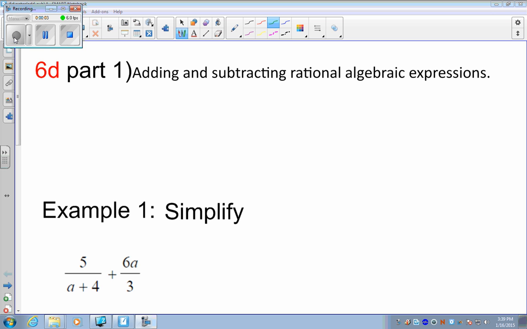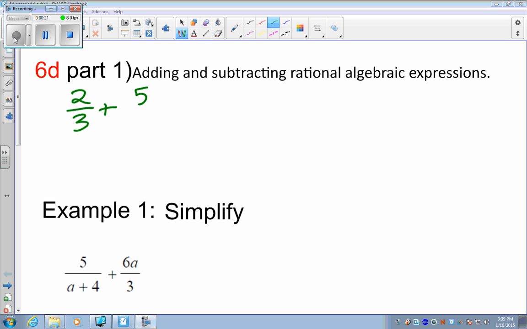Welcome to 6D, Part 1, Adding and Subtracting Rational Algebraic Expressions. You're using the same concepts you did with adding and subtracting fractions, like you did 5-6 years ago. Start off with a quick easy example of something you did in the past.